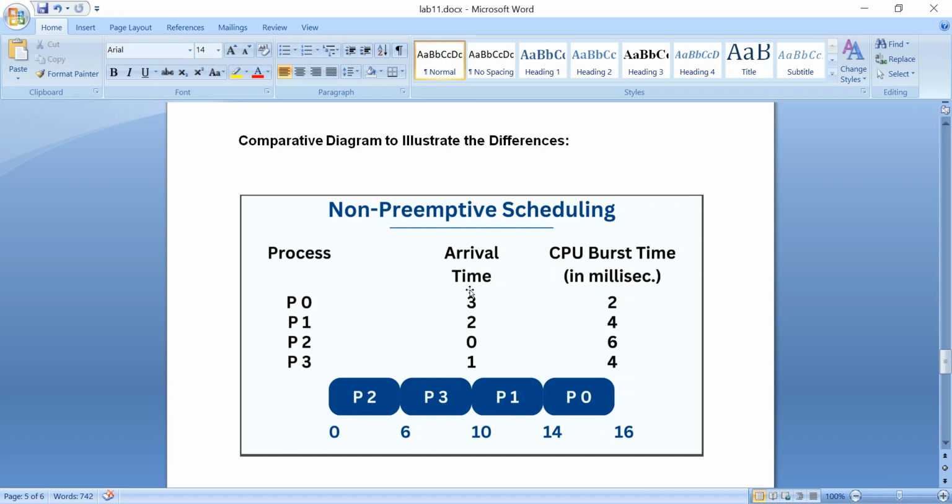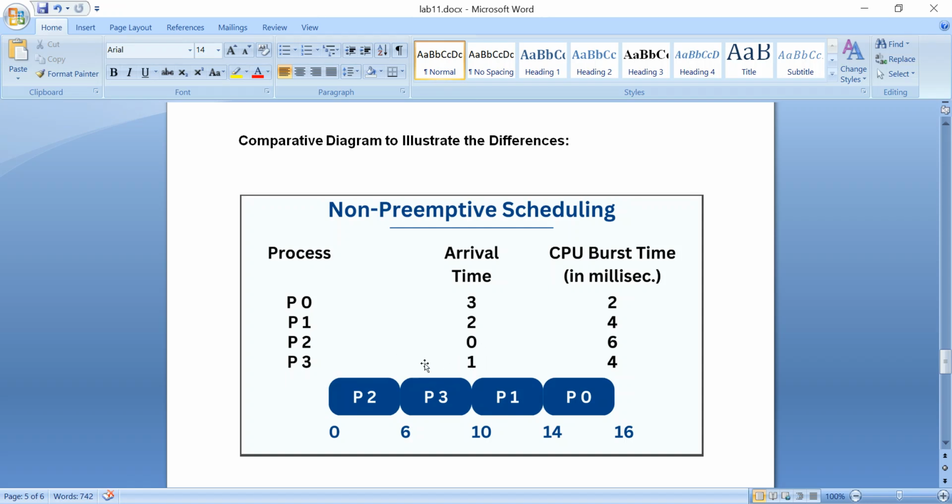As you see, arrival time is the time at which the process came. At 0 you can see that process 2 arrives at 0 seconds. You can imagine these in seconds or milliseconds, it's up to you. So process 2 arrives at 0 seconds, and it takes 6 seconds to complete. First of all, process 2 came and it will be processed in the CPU. It will take 6 seconds, and then we have another process, which is process 3, which arrives at 1 second.